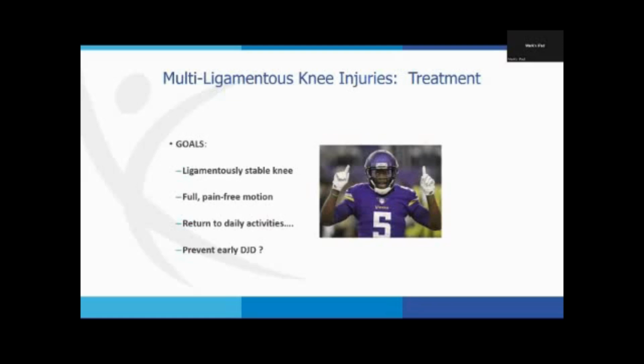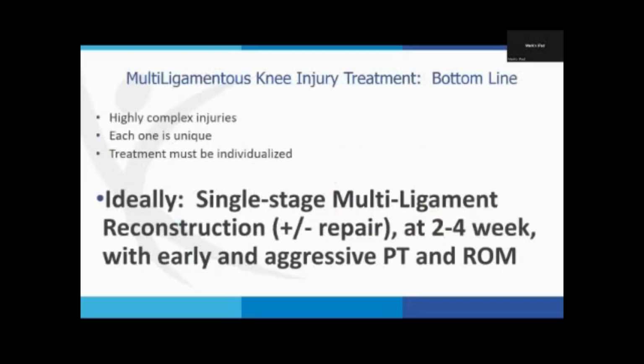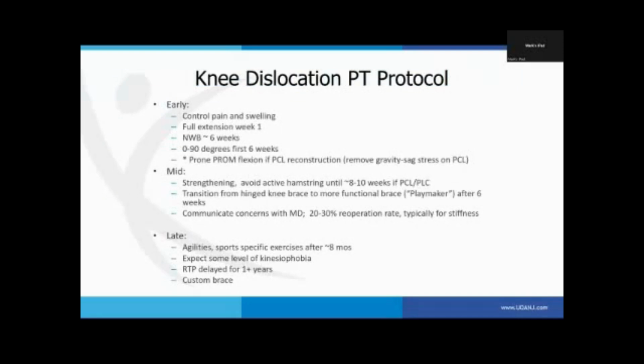Can they get back on the field like Teddy Bridgewater did? Maybe, but oftentimes not. Can we prevent early arthritis? We like to, and we try to, but sometimes the horse is out of the barn on that one as well. The bottom line is these are highly complex injuries. Each one is unique. We do have to individualize their treatment based on everything else that's going on in their medical life, in their medical world, and really in their social world. But ideally, it's a single stage multi-ligament reconstruction plus or minus repair at the 2 to 4 week mark with early and aggressive therapy and range of motion.